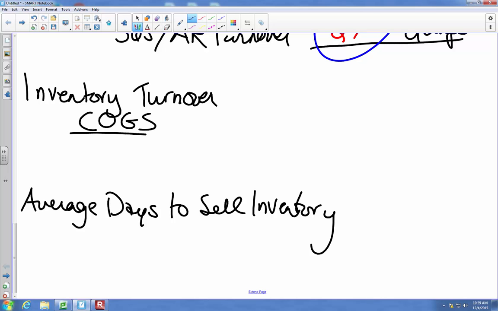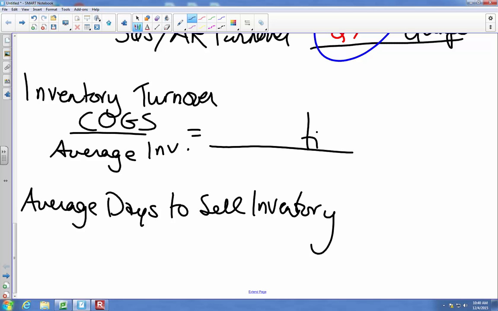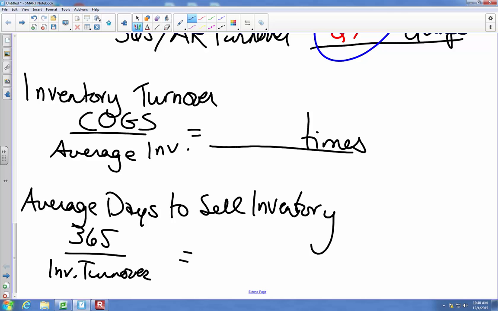So inventory turnover is COGS divided by average inventory, and that's quoted again as a number of times. And then average days to sell inventory is again that 365 divided by the number you just calculated, and that's quoted as a number of days.